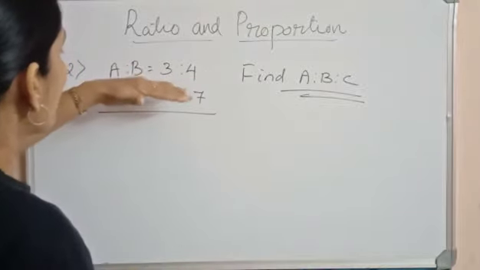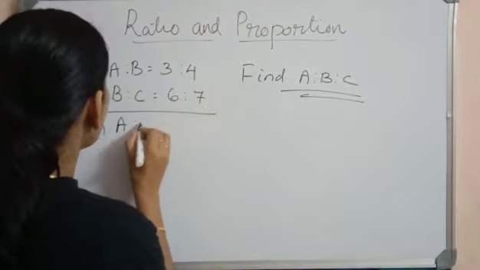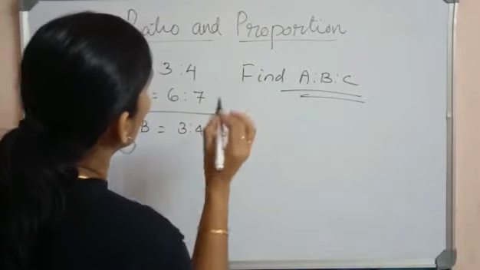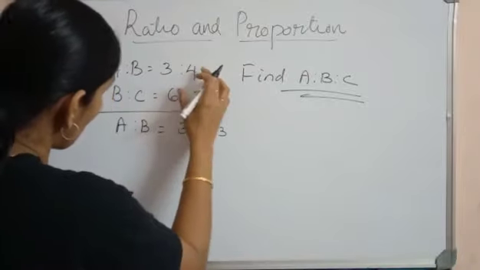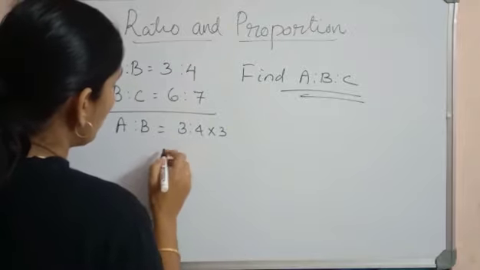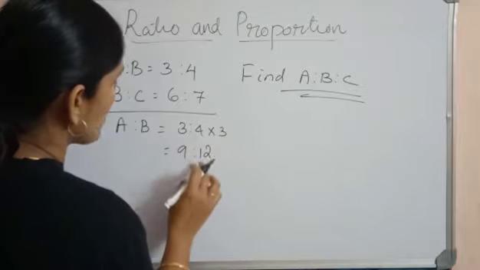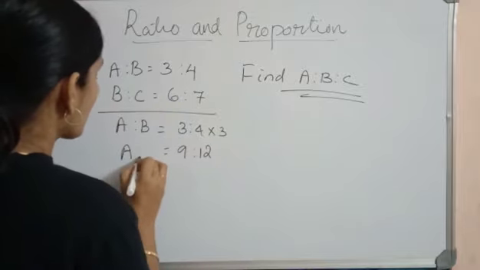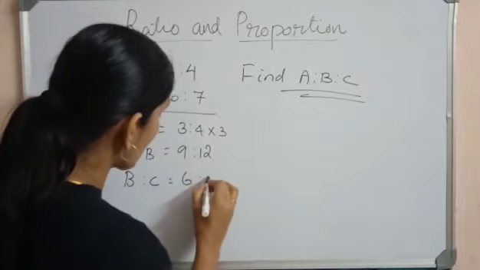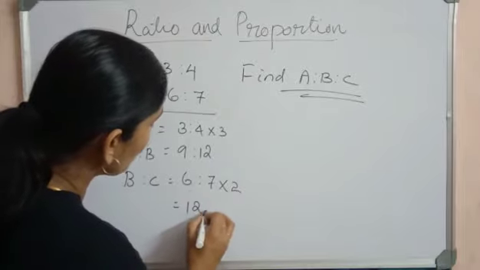So we will just make the values of B in both the ratios equal. A is to B is equal to 3 is to 4, into 3. We need to make the common term with equal values in both the ratios. Now here if you are multiplying A is to B with 3, we get 9 is to 12. 3 3s are 9 and 3 4s are 12. The second ratio B is to C is equal to 6 is to 7. Let's multiply this with 2. So we get 12 is to 14.